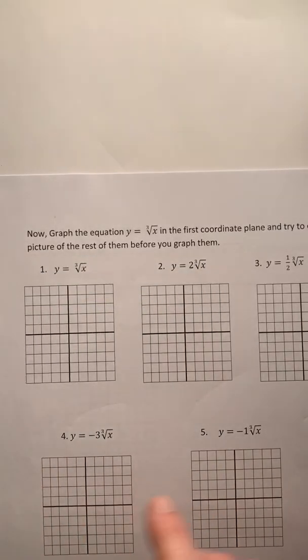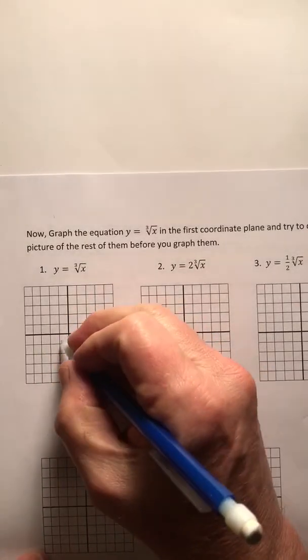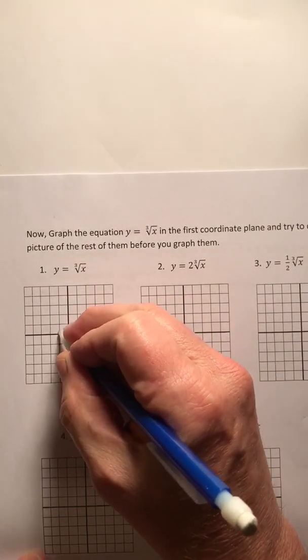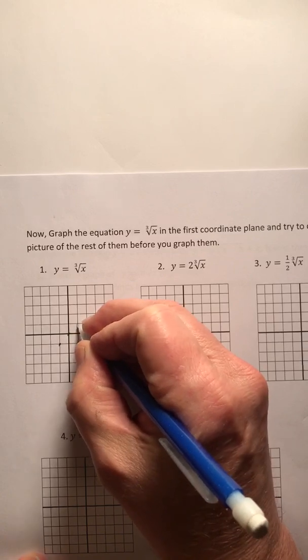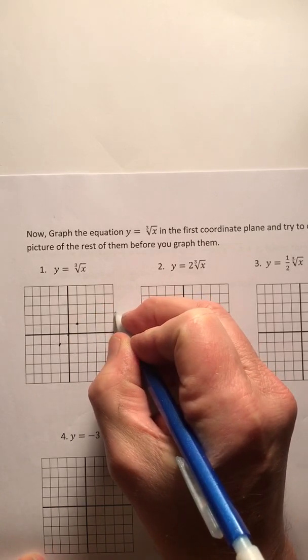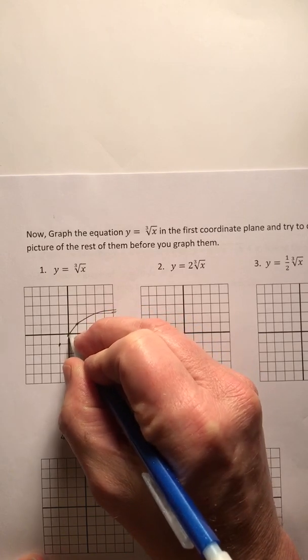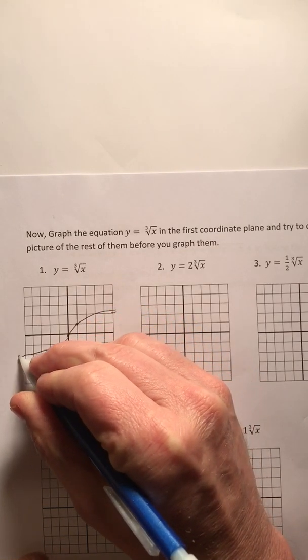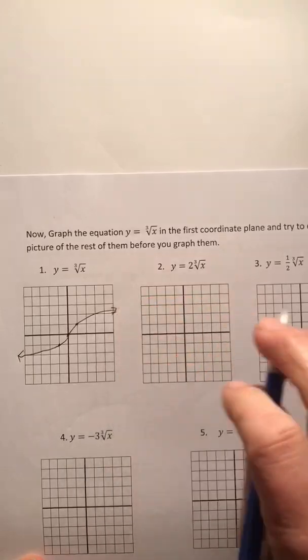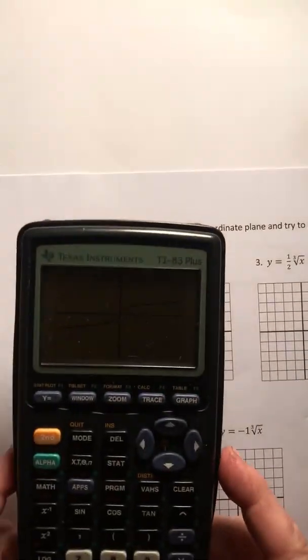All right, so this one looks like this: it goes through -1, -1, it goes through 0, 0, it goes through 1, 1. And what it does is it comes down through like this, and then it goes back around through like that. All right, that's sort of the picture you get.